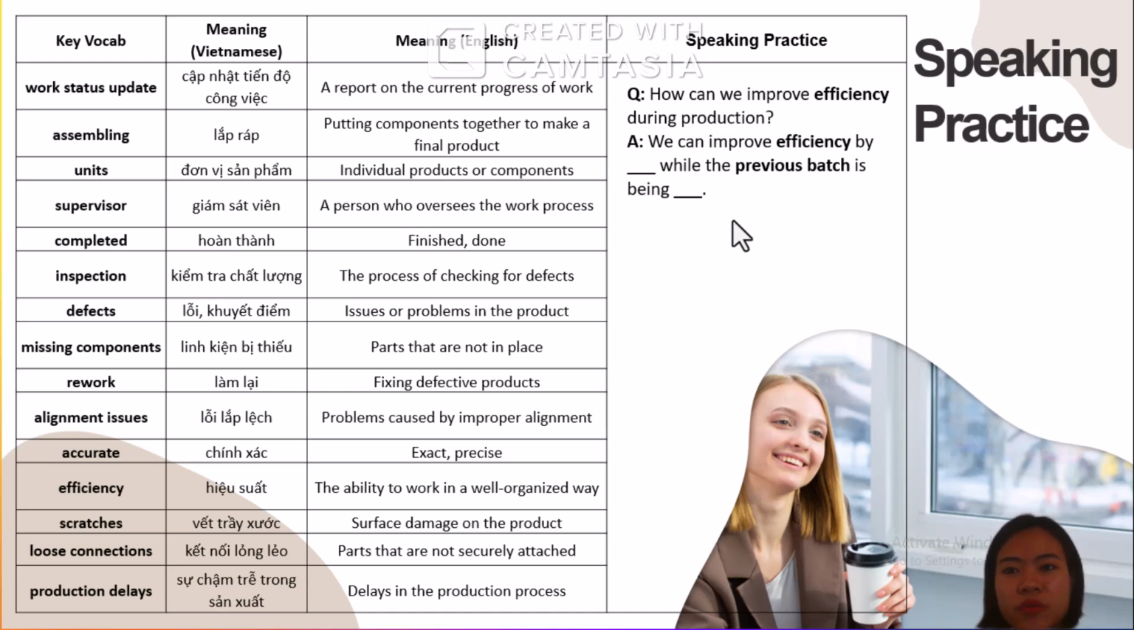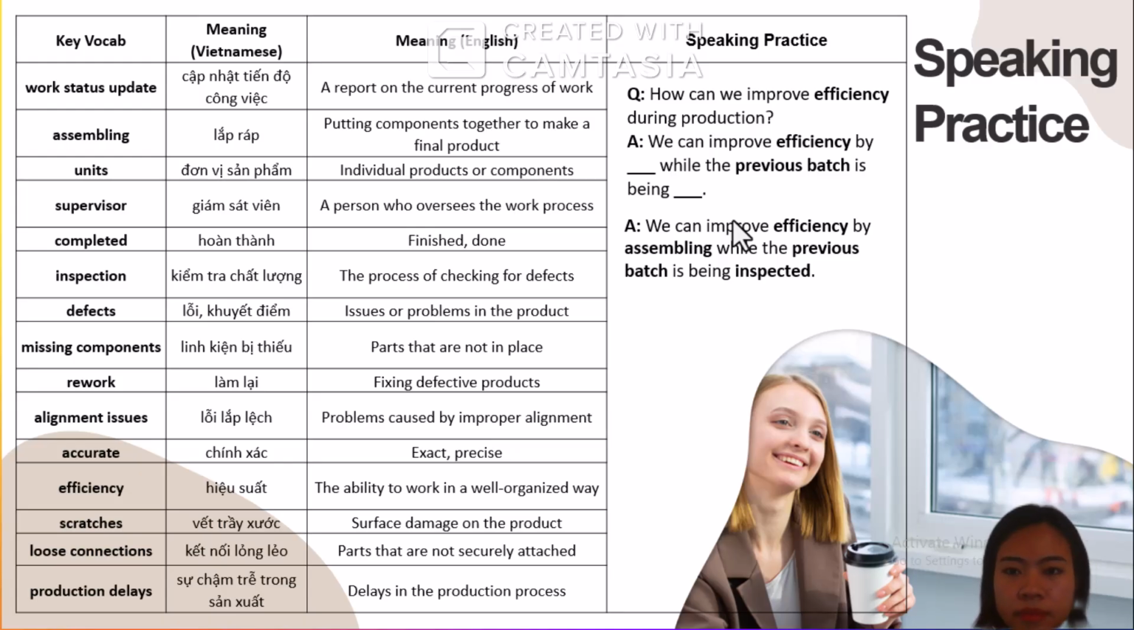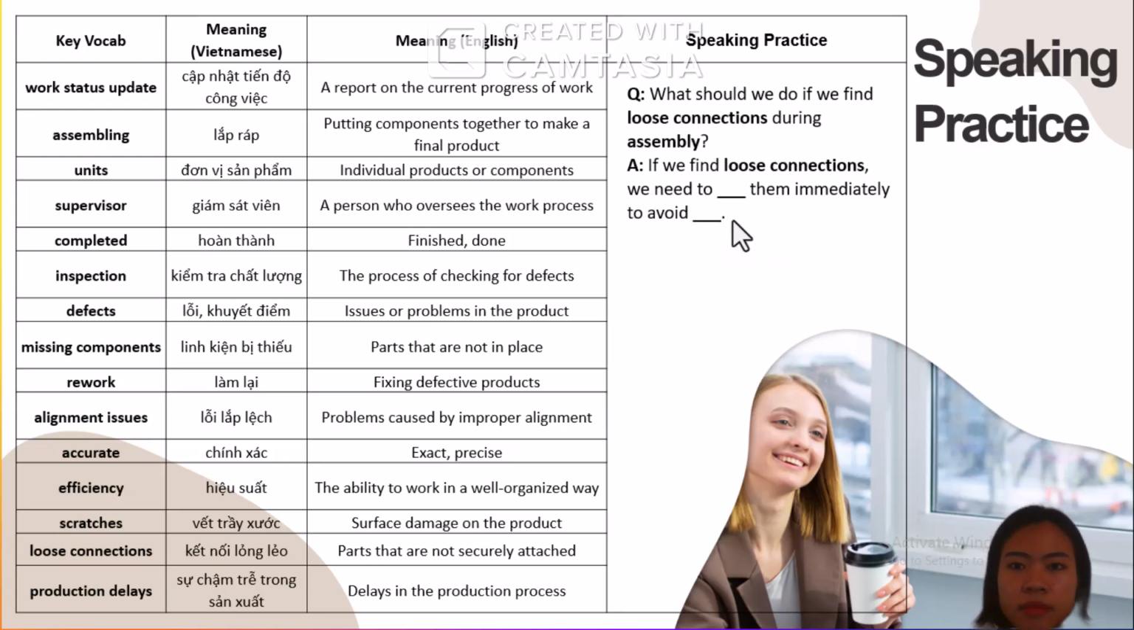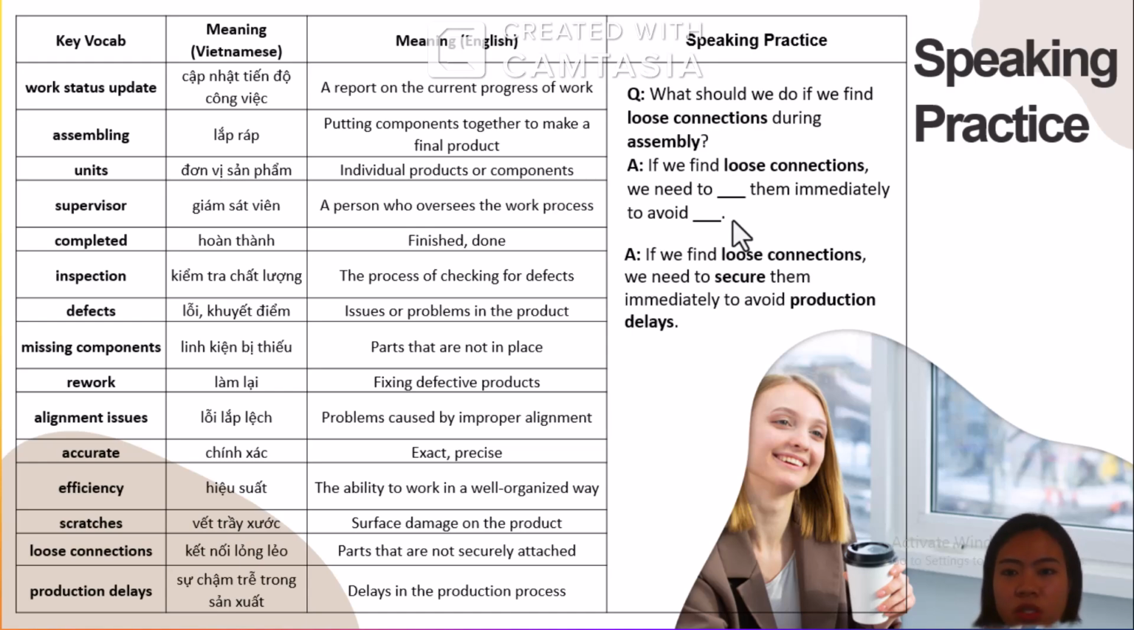How can we improve efficiency during production? We can improve efficiency by assembling while the previous batch is being inspected. What should we do if we find loose connections during assembly? If we find loose connections, we need to secure them immediately to avoid production delays.